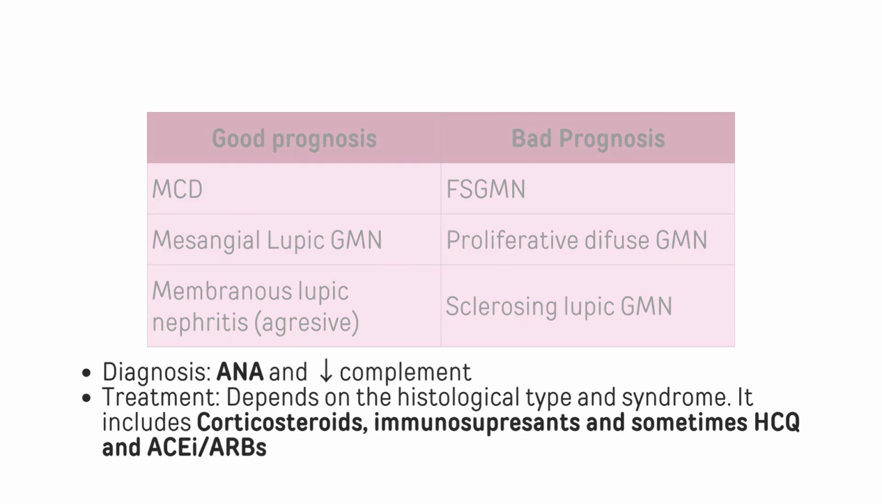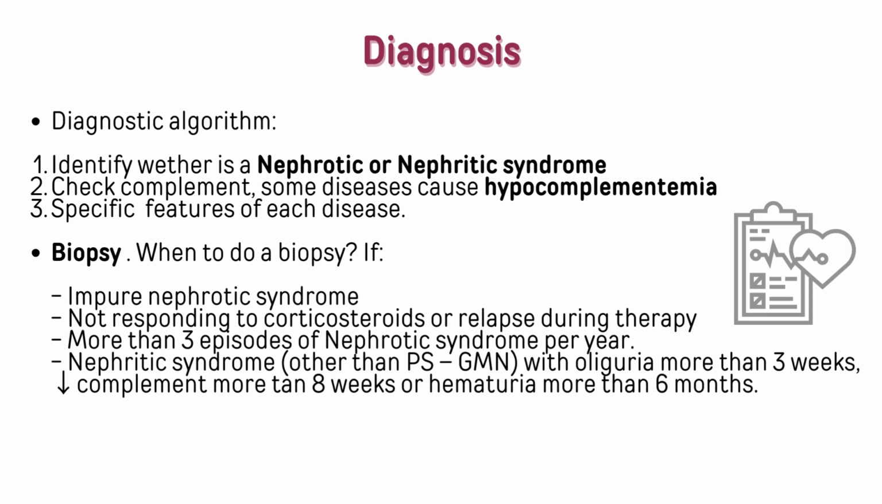Well, after going through each disease individually, let's see how we do the diagnosis. For that, we will follow a diagnostic algorithm consisting of 3 steps. The first one is to identify whether it's a nephrotic or nephritic syndrome by urinalysis, serum biochemistry, blood pressure measurement, and physical exam. The second consists in checking the complement.